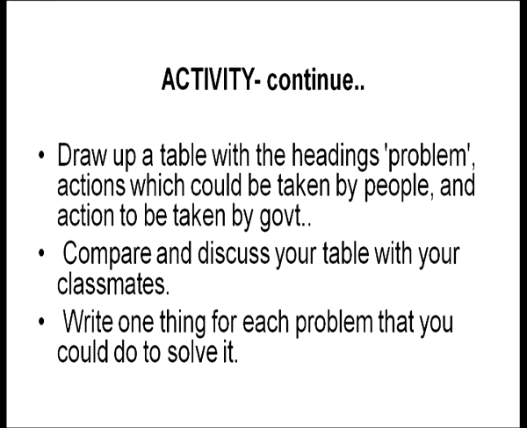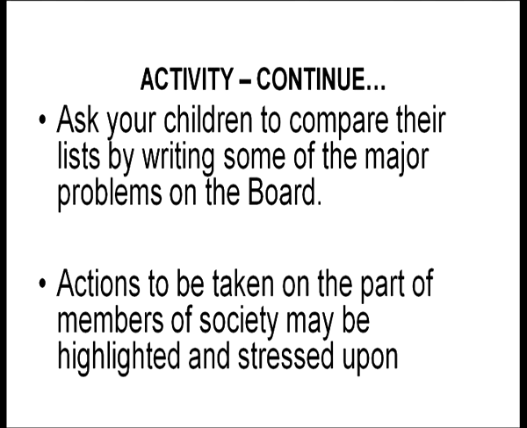Let's try to understand that you have to draw up a table where you are going to make a heading, problems, and then actions which could be taken by the people and actions that can be taken by the government. Compare and discuss your table with your classmates. Write one thing for each problem that you could do to solve it. Then ask your children to compare their list by writing some of the major problems on the board, that is the blackboard. Then actions to be taken on the part of the members of society may be highlighted and stressed upon. So that's your results.